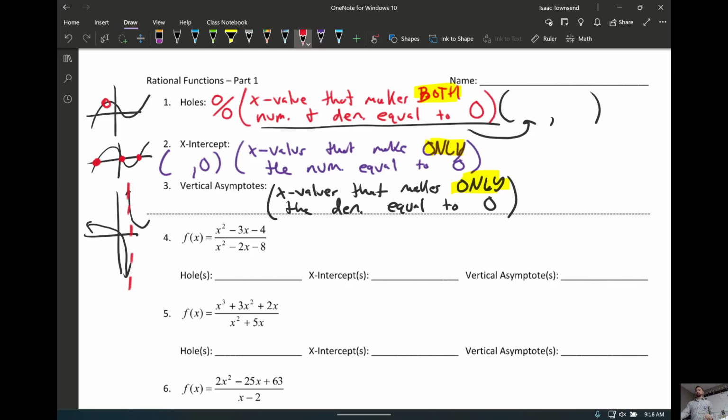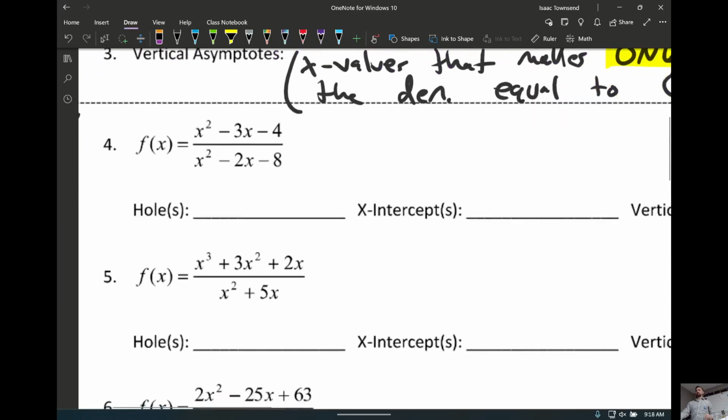So the reason why I grouped these three together, and I think it makes sense to learn these all at the same time, is for all three of these, you need to know what numbers make the numerator 0 and the denominator 0. So that's going to be one of our challenges here. So let's look at a couple of these together, and then I'll tell you how you can check the rest, and then you can practice with the rest.